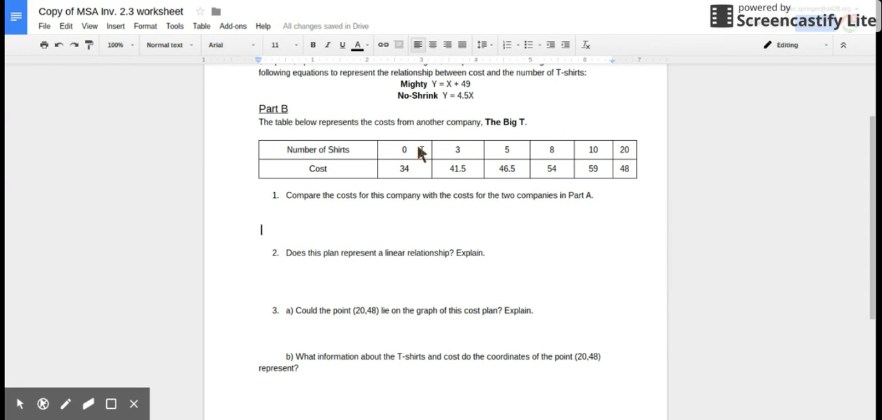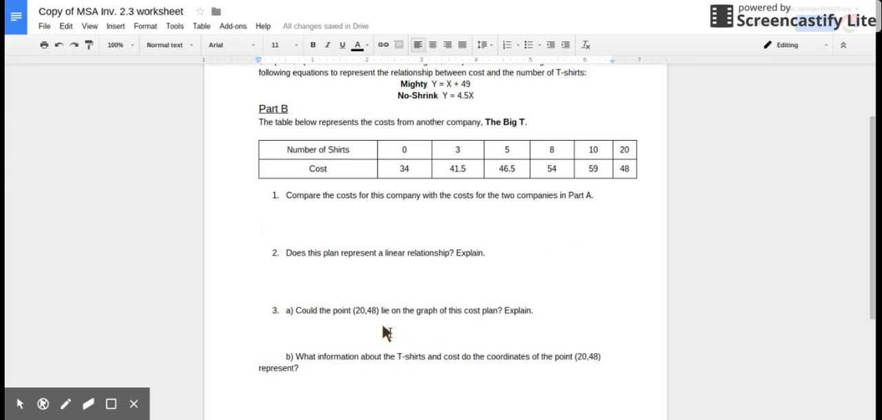So if we look at that, we go 0, 3, 5, 8, 10, 20. That's kind of a big jump, but that's okay. We're just looking at them right now. So if we notice, when we go up in our number of shirts, so does our cost. It's going up each time. It's increasing. But when we go from 10 to 20 shirts, we don't seem to be going up anymore. We seem to be going down.